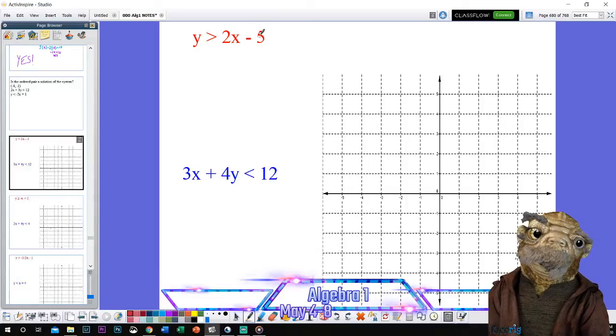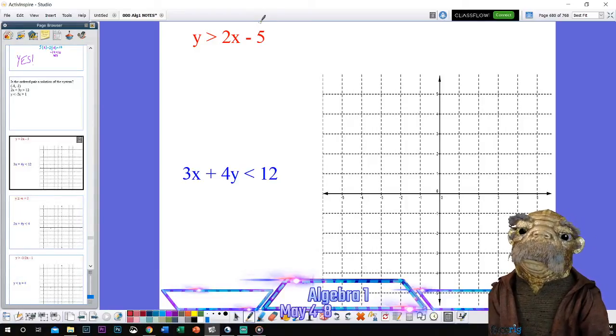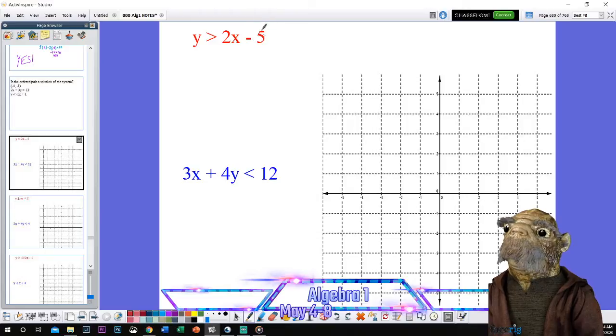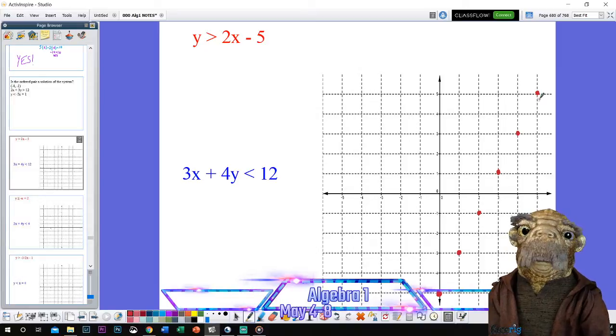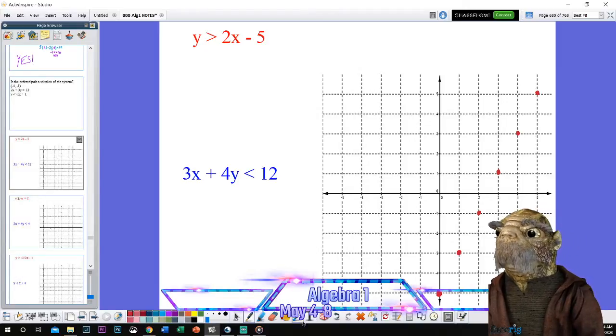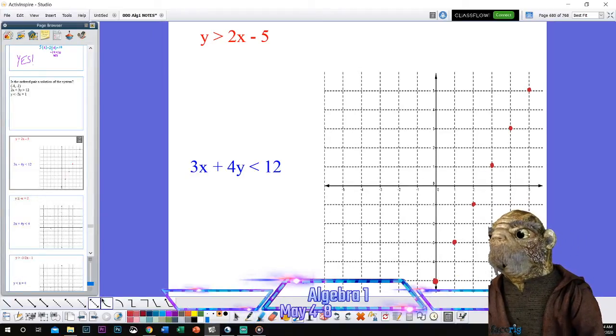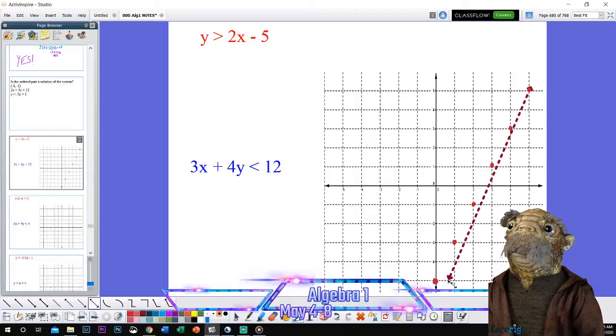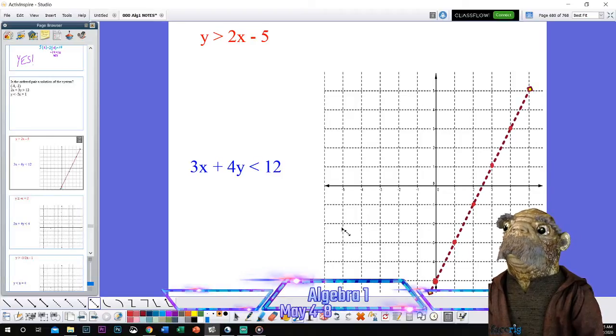If you don't know how to graph lines, you want to at least go back to last week's and check it out. So minus 5 goes right here, and then from there I'm going up 2 and over 1. And keep going up 2 and over 1 to make it a nice straight line. You want this to be really straight. I'm going to draw a dotted line for this one because there's no equal sign. Remember, like we said last week, if there's no equal sign, you're drawing a dotted line.